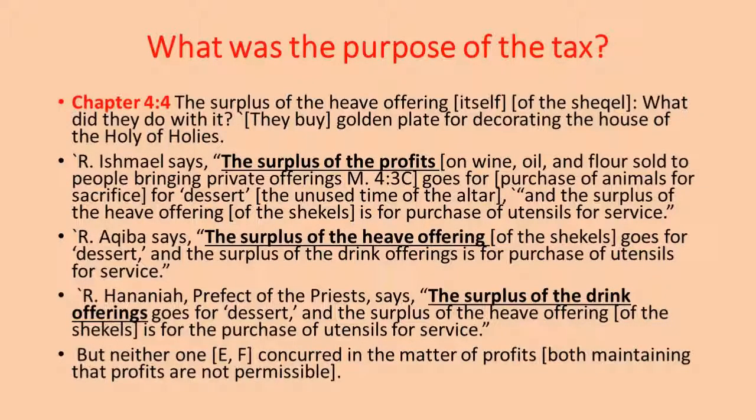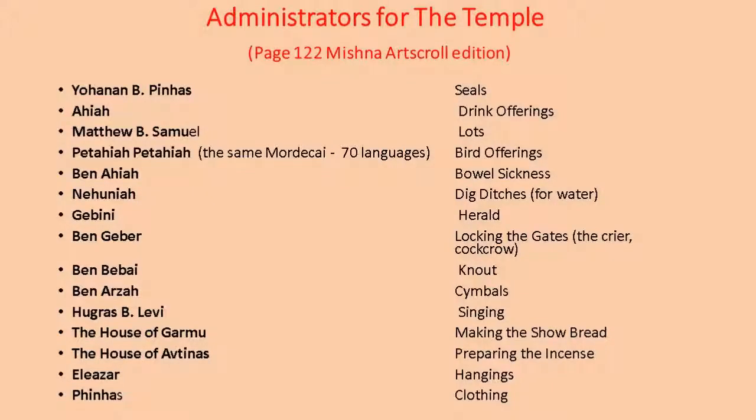Okay. Can you see this? I want to go to this here. These are the administrators of the temple. And I'm not going to go into all of them, but if you can see, there's a clan and a family responsible for specific things set in place in the first temple period. So for example, Yochanan ben Pinchas, his family always took care of the seals. And we're going to read something about that here in a second.